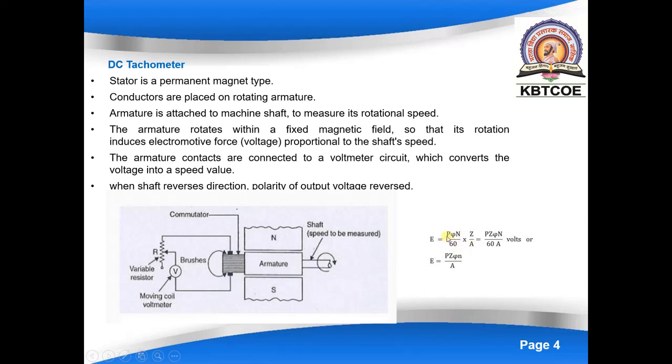number of poles, which is constant. Phi is magnetic flux, which is produced by this magnetic field. So these two are constant. Z is number of conductors on the armature, which is also constant. A is number of parallel paths, which is also constant. So only N is variable here, and E is proportional to N. So E, that is the voltage or EMF which is produced or measured here, is proportional to the rotational speed of this armature.